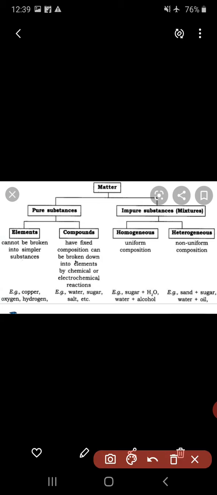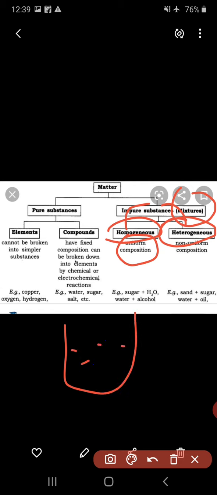Impure substance means a mixture, which is made up of different kinds of atoms, different kinds of materials. Mixture is again classified into homogeneous mixture and heterogeneous mixture. Here homogeneous mixture means it has a uniform composition. In simple language, homogeneous mixture means what? We take here the example of a solution of sugar. When we add sugar into water, it is mixed thoroughly.